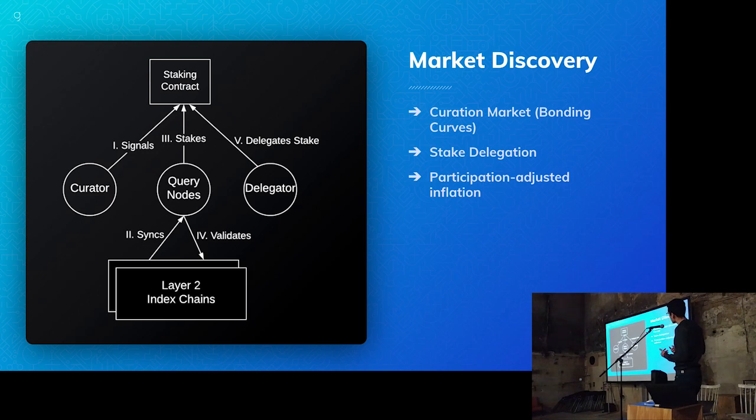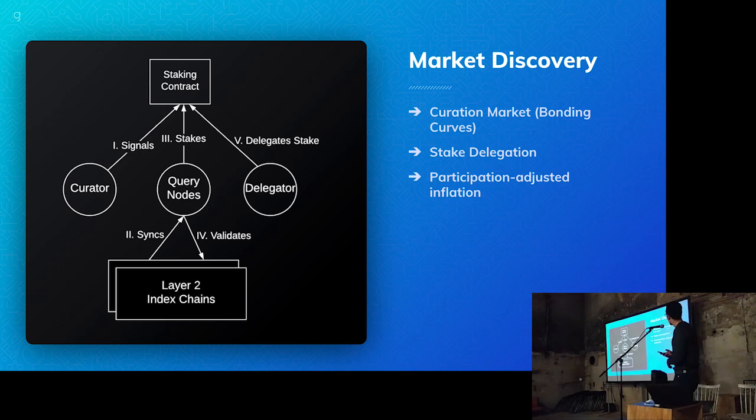That kind of overcomes the bootstrapping problem. After that bootstrapping happens, then query nodes can look at actual volume on the network, right? They can look at the actual transaction volume.